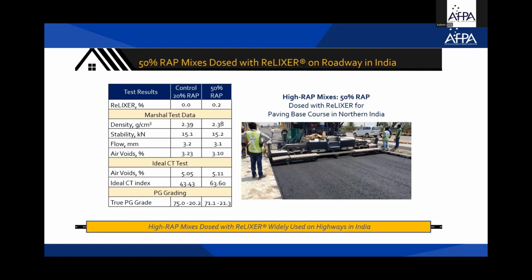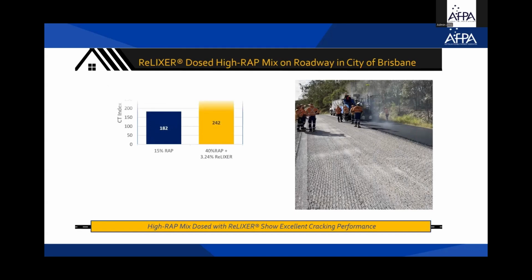But I want to focus your attention on the ideal CT. Ideal CT is another measure of fracture toughness, another measure of crack resistance, if you will. What you can see is, despite having very similar numbers on the Marshall, you're getting substantially better numbers on the ideal CT. And this is for two blends. This is the extracted PG grading data, so you can see that the properties of the two are close enough, but at the same time, you can see a sharply better ideal CT or fracture toughness number.